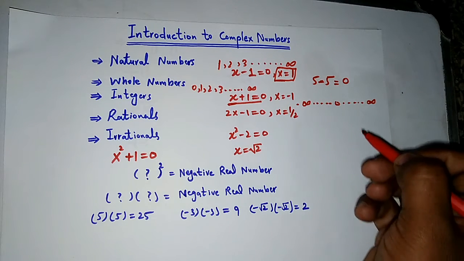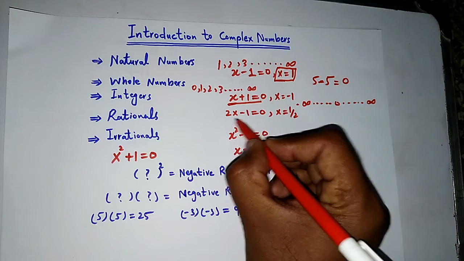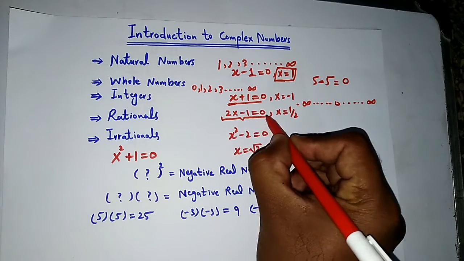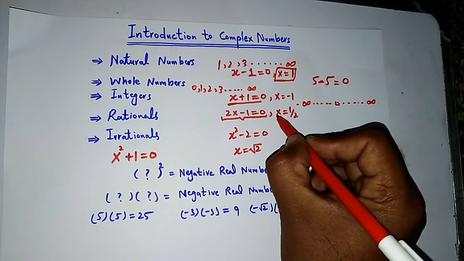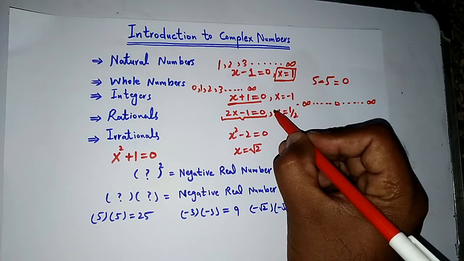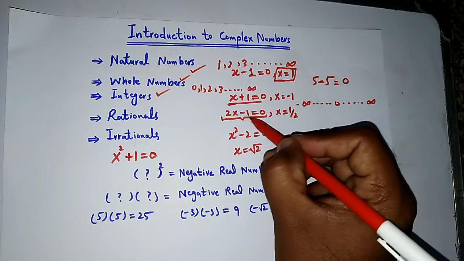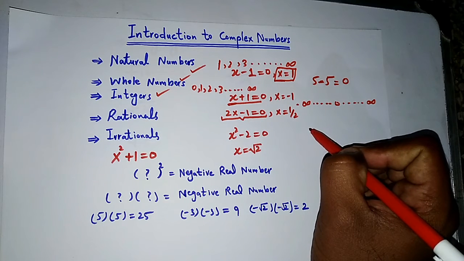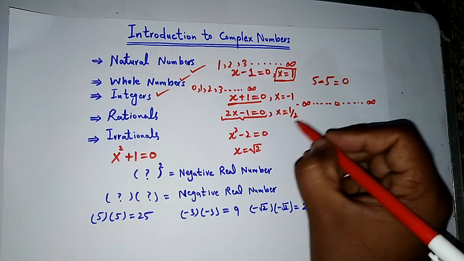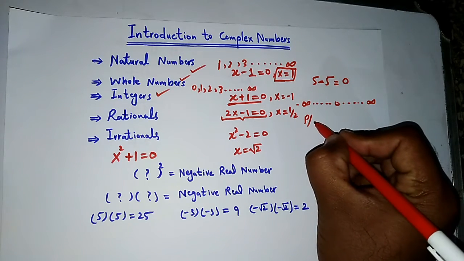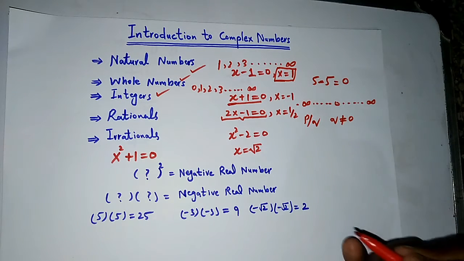After the passage of time, we reached a position where we got an equation like this: 2x minus 1 is equal to 0. If we want to find the value of x, then we can't take the help of natural numbers, whole numbers, or integers. So we can see that x is equal to 1 by 2. So here we made a new number system which is the rationals. Rationals are the numbers which can be written in the form p over q, where q is not equal to 0.